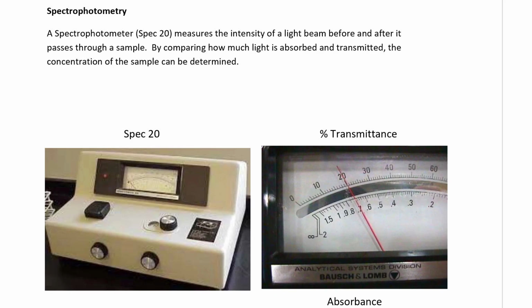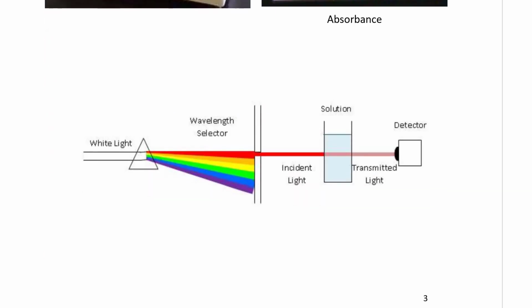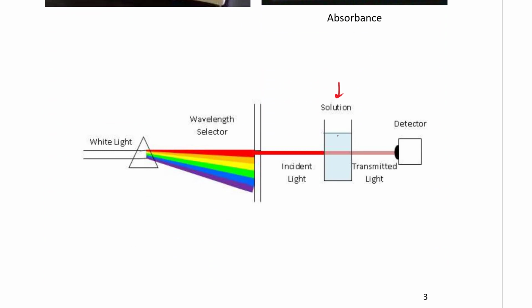Let's talk about spectrophotometry. This is something you're going to use quite a bit in our biology and our chemistry labs. A spectrophotometer, this one specifically called a Spec20, it measures the intensity of a light beam. So what we can actually do is we can put a sample of a chemical into a test tube, place it in the machine. Here's our solution with our chemical inside.